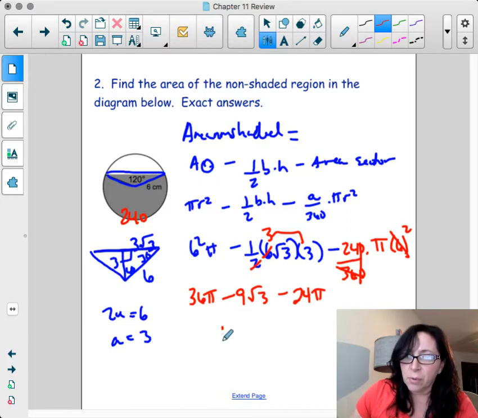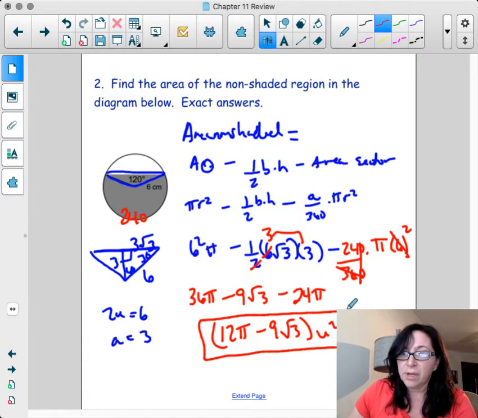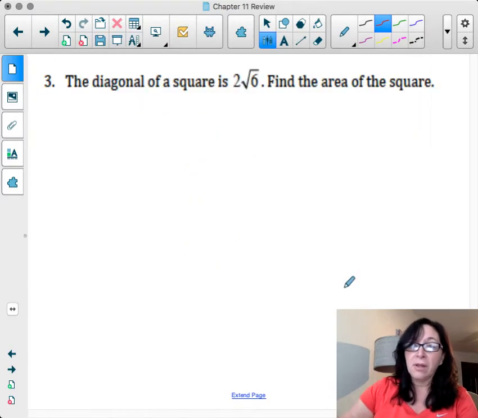36 minus 24 is 12 pi minus 9 root 3. Keep in mind, separate. You can't add those two together. So that's units squared. So that was kind of a tricky problem, but doable.